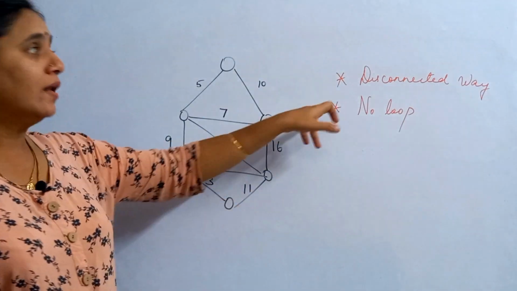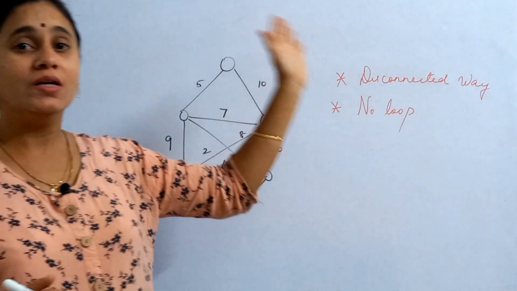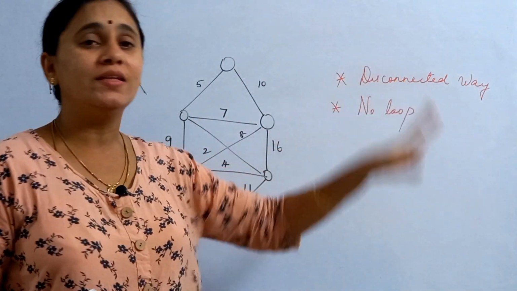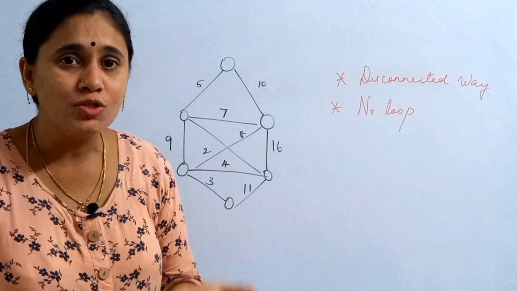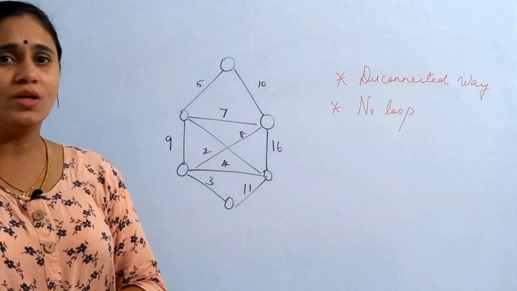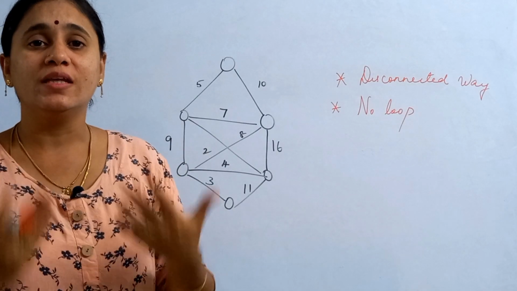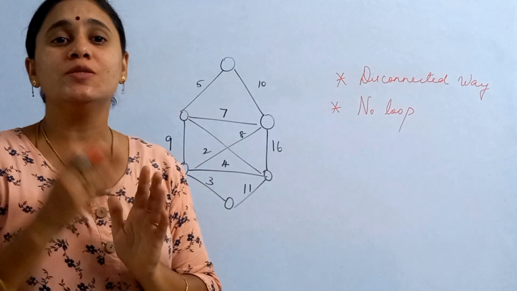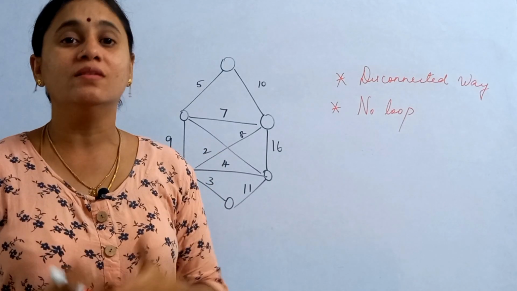Another important point to remember while constructing this is that the graph grows in a disconnected way. What is the disconnected way? It means we are randomly choosing the edges, not following any proper path. We randomly choose the edge based on the minimum weight present next, and based on that we construct the graph.